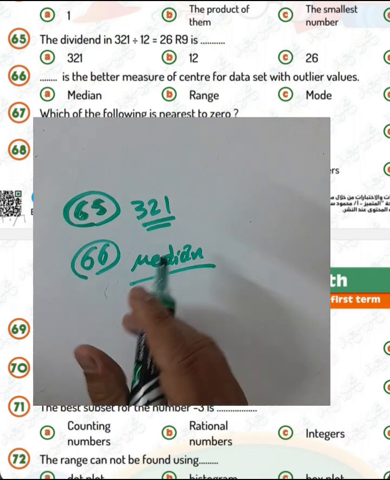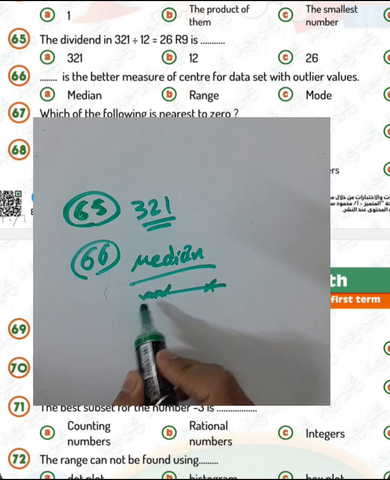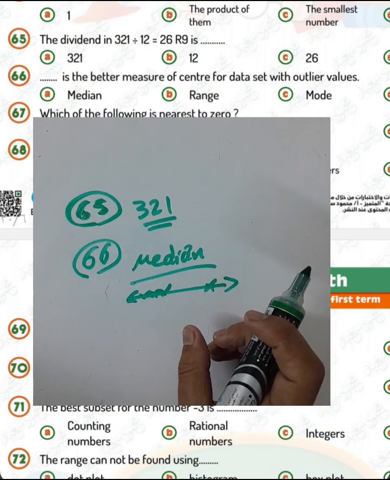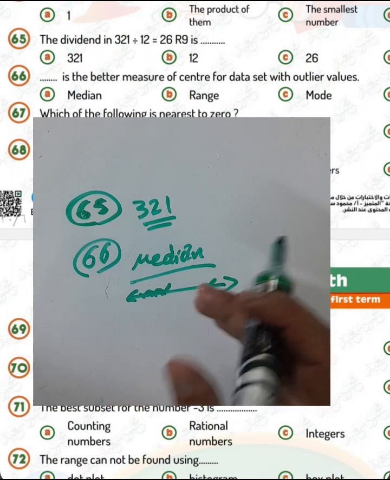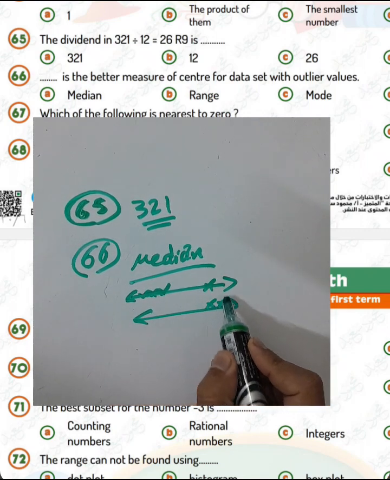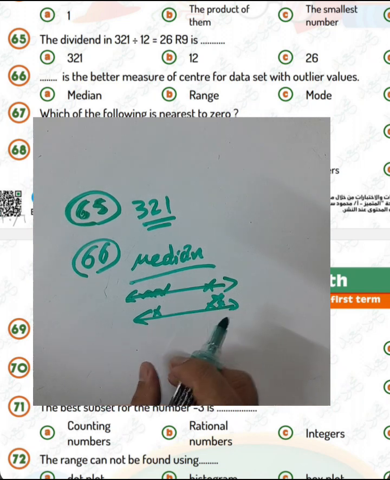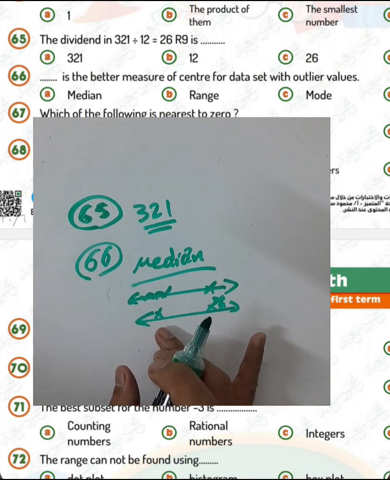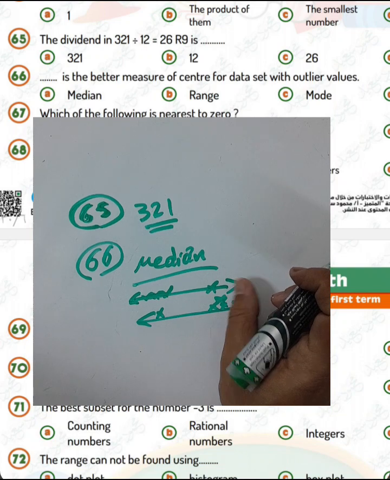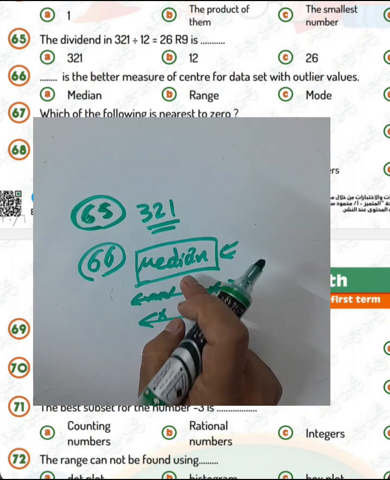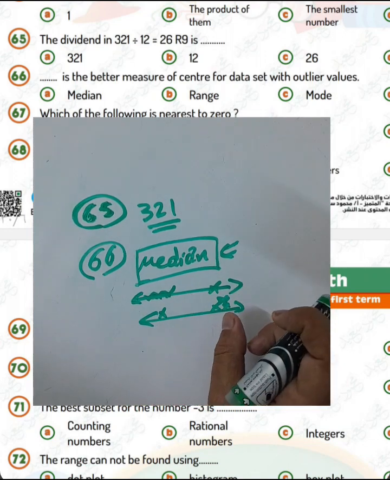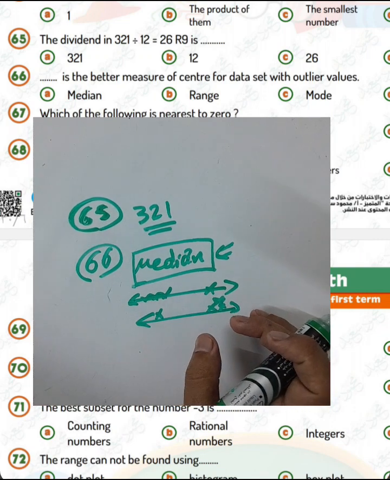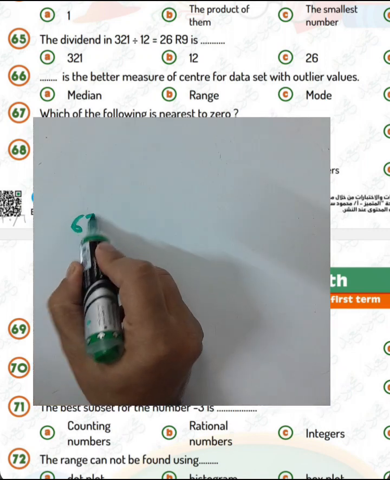Okay, if all the points are to the left hand side and the outlier comes to the right hand side, then the outlier will change the result of the mean. Then the mean here will be increased. But if all the points are to the right hand side and the outlier to the left hand side, the result will be what? The mean will be decreased. But you must find what? The median. If you find the median of all values when you have outlier, the result will be exact, but if you get the mean, the result will be increased or decreased.